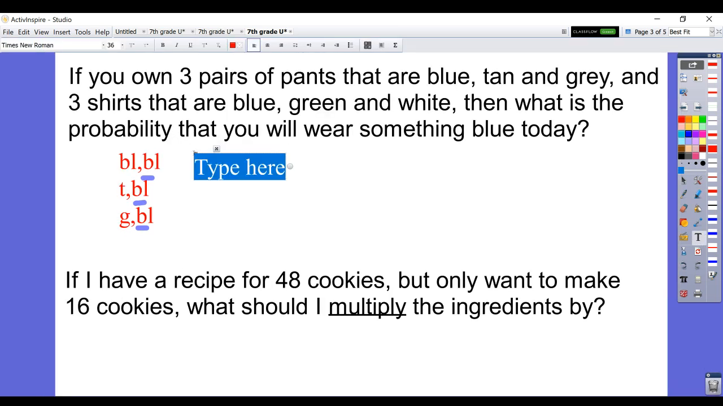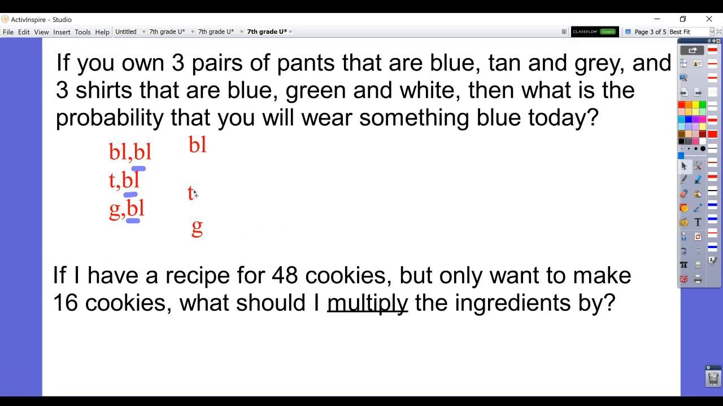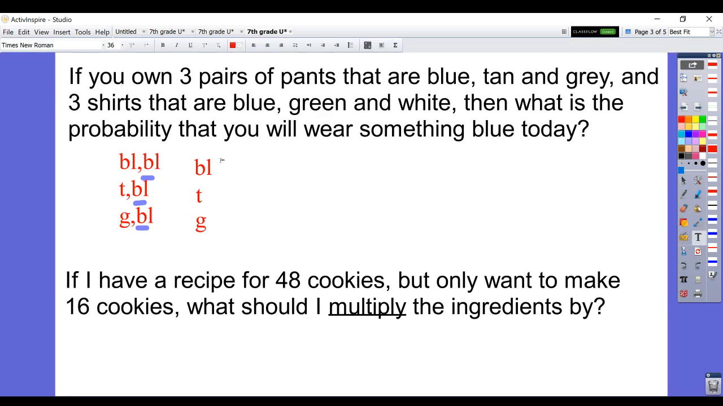That's the only way to make sure that we don't miss any. So since I've got the blue shirt, let me put down the types of pants again. Blue, tan, and gray. Not to be confused with green, so I have to be careful with that too. And if I'm going to write down those 3 types of pants again, now let's list them with the shirt colors. So I've got all the blue shirts represented.